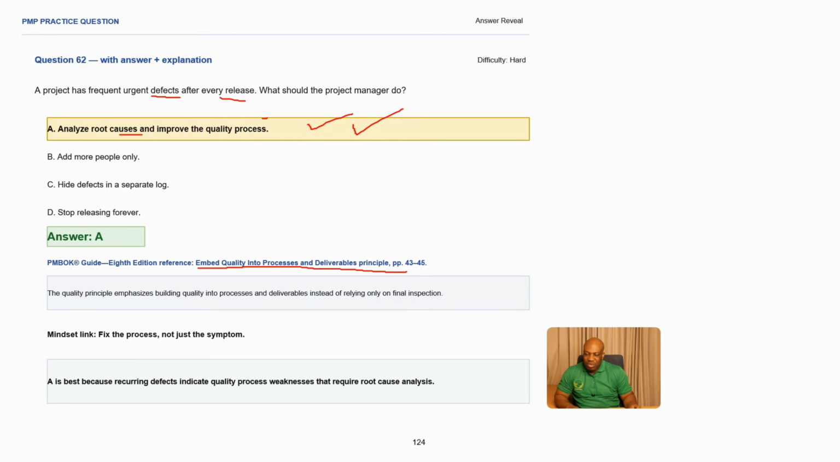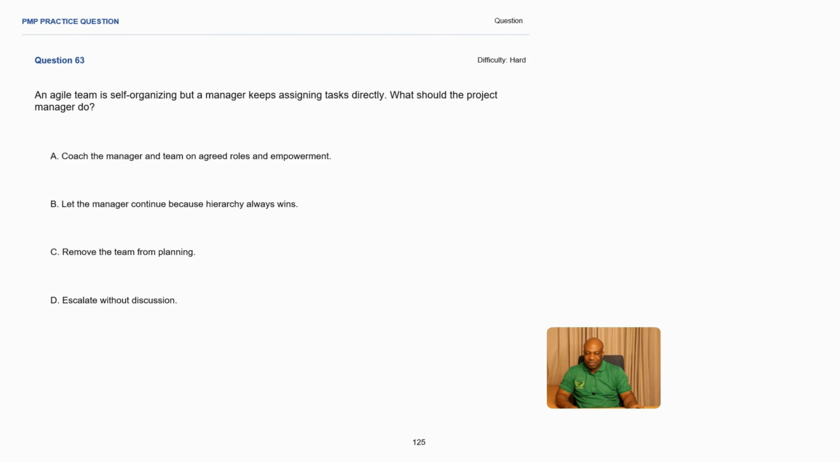The quality principle emphasizes building quality into processes and deliverables, instead of relying on the final inspection. So you have quality throughout the project. And the best mindset to apply to this particular question is you need to fix the processes, not just the symptoms. So this specific answer is fixing the process. Once you get the root cause, you are able to fix the process, making A the best answer, because recurring defects indicate quality process weakness, okay? That might require root cause analysis, making A the best answer.